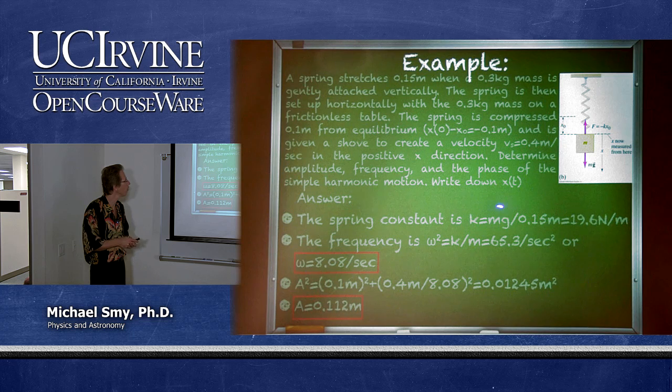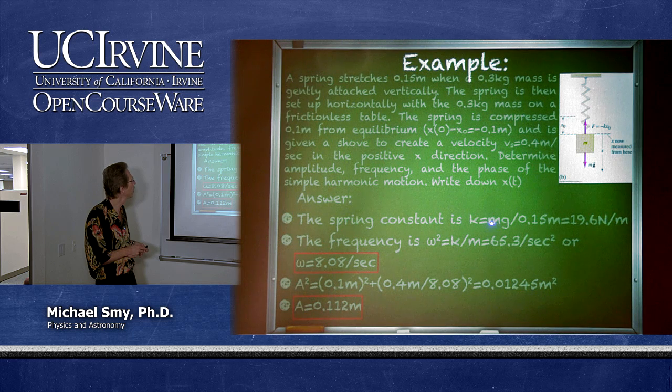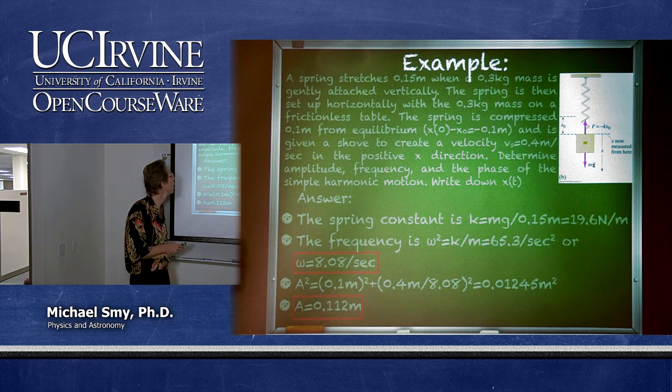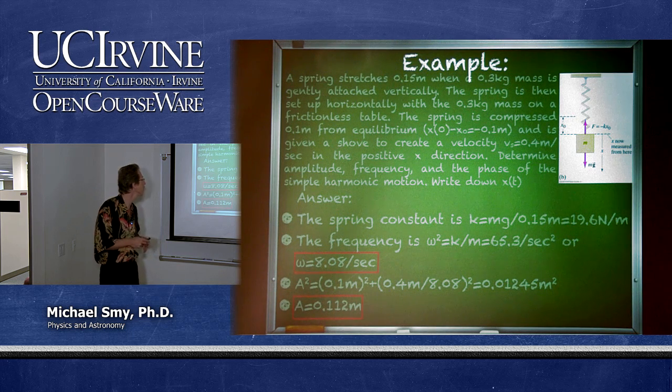So we know the force that stretches the spring is m times g, and we know that the spring is stretched by 0.15 meters. So we have 0.3 kilograms times 9.8 meters per second squared divided by 0.15 meters, and that gives us 19.6 newtons per meter.